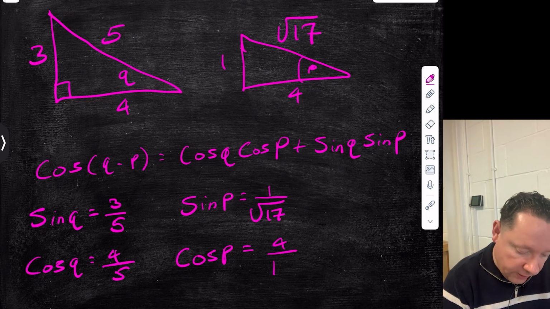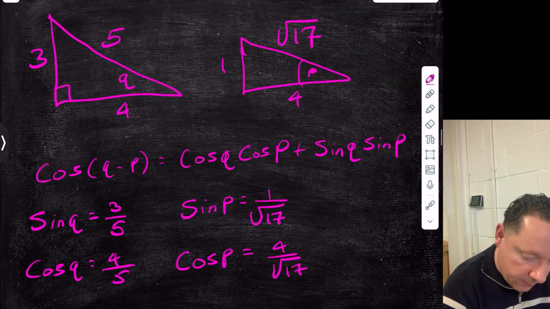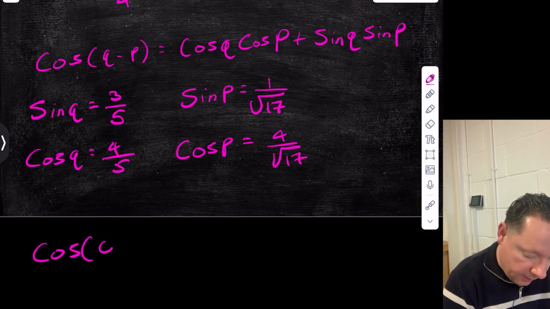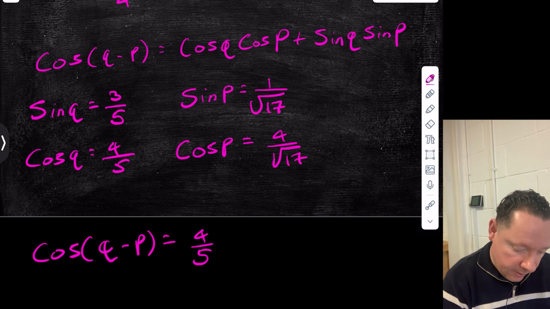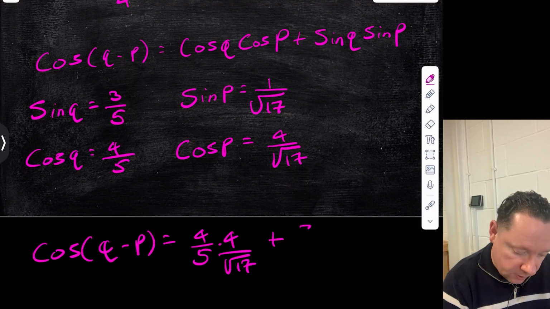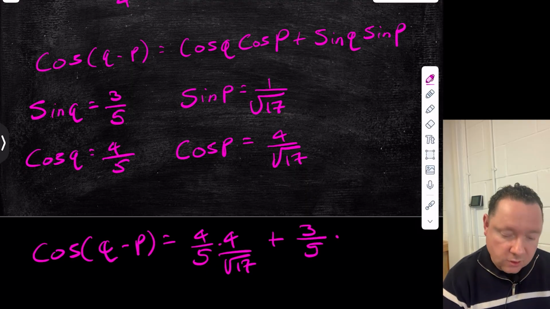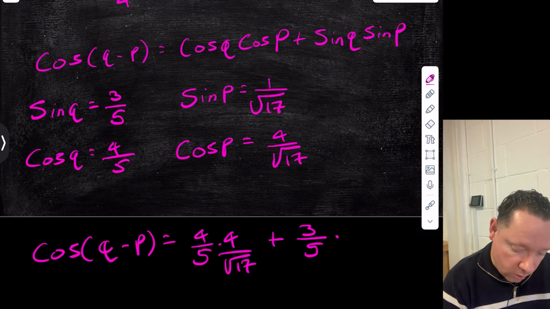So subbing all these into cos Q minus P. That means that cos Q minus P, making sure we get it all the right way around, is cos Q, 4/5, times cos P, 4 over root 17, plus sin Q, which is 3/5, times sin P, which is 1 over root 17.